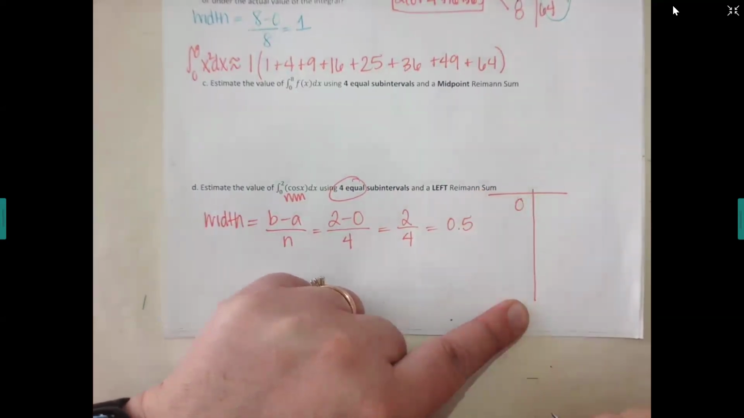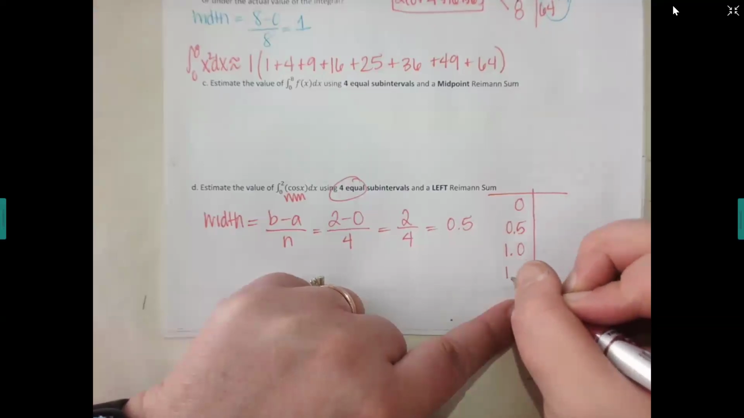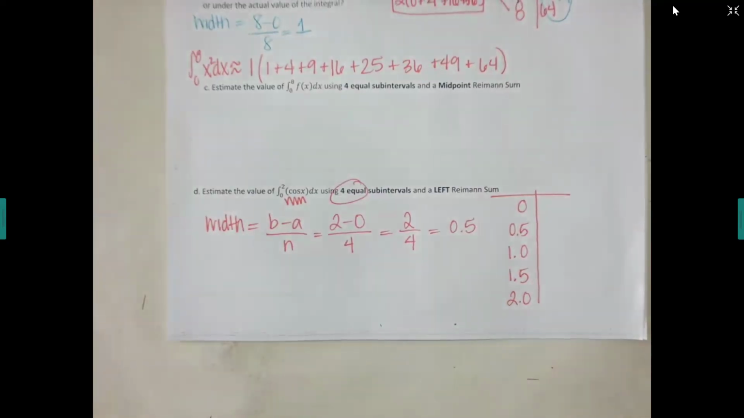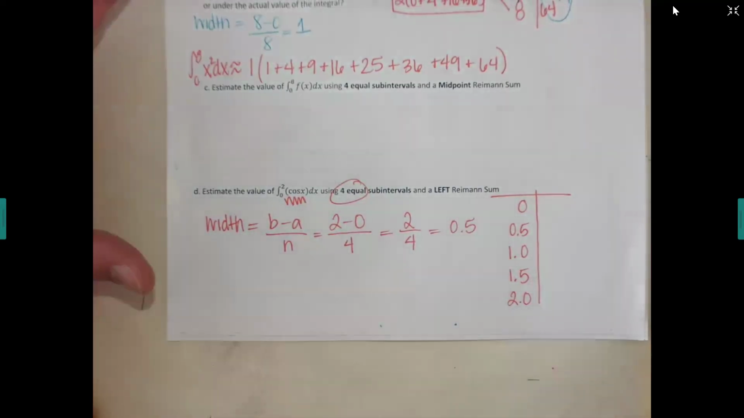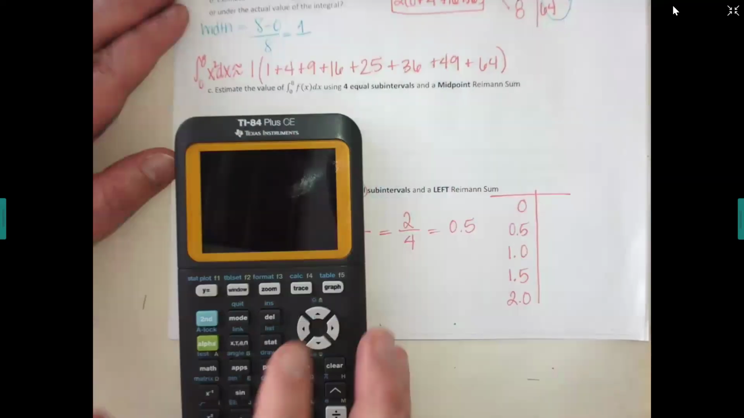We're going to start at 0. So 0.5, 1.0, 1.5, then 2. No, we're doing a left. I skipped the midpoint. And then how will I get those y values? I'll plug them into the equation, which in this case is cosine x. So let's do that on your calculator. Go into your calculator and put this in as your y1. So your y1 needs to be cosine.